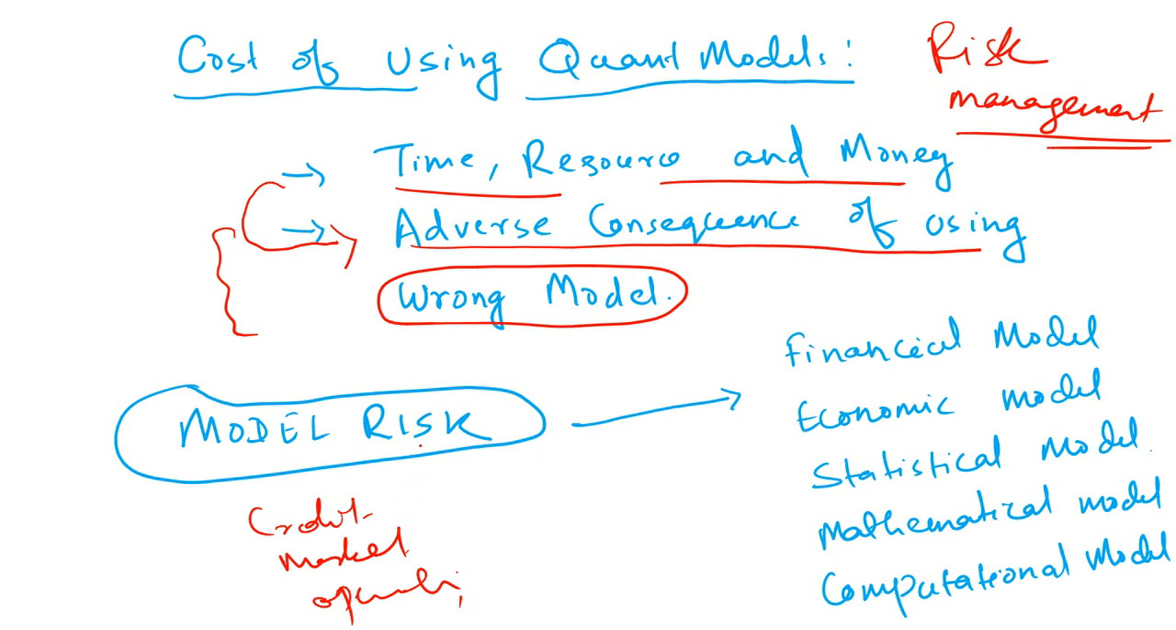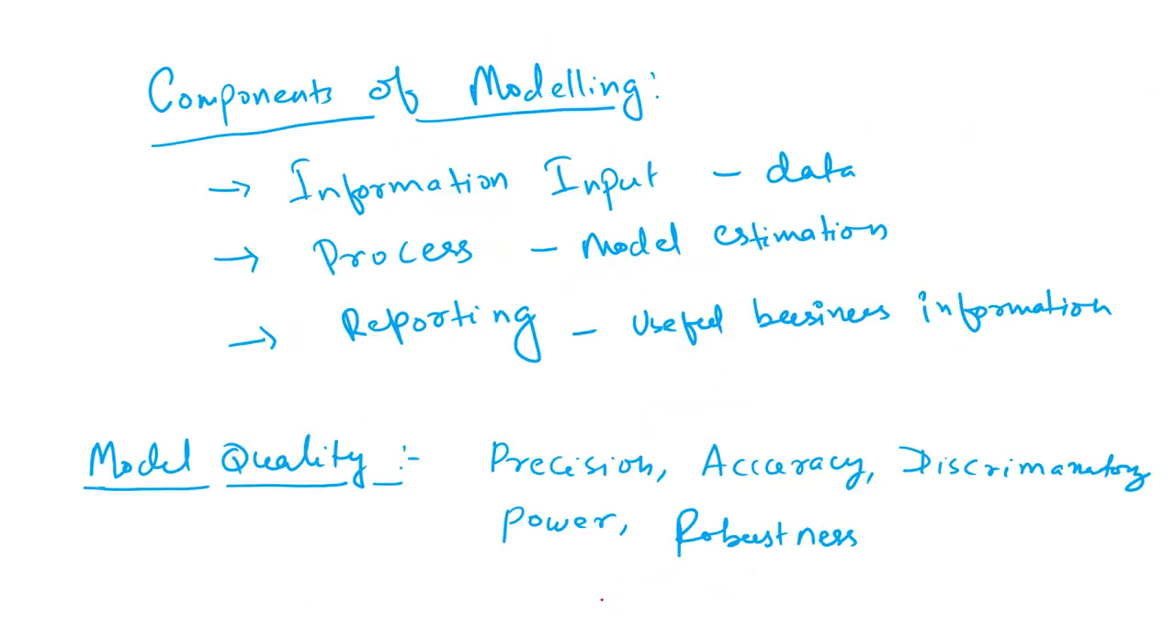All right. So model risk. When we talk about models, they could be financial models, economic models, statistical models, maths models, computational models. So model risk is involved in all kinds of models, and special emphasis has to be given to this particular risk because one can actually incur a lot of loss if a wrong model is used. So we'll see the details of model risk.